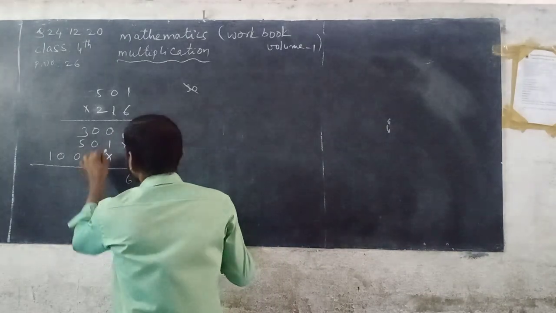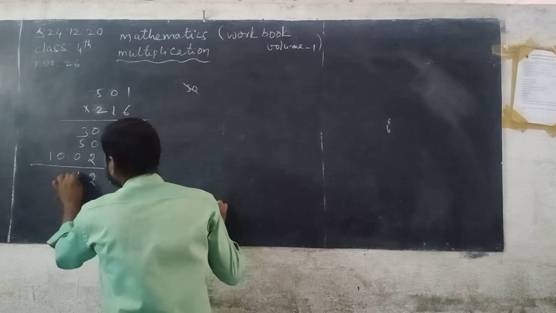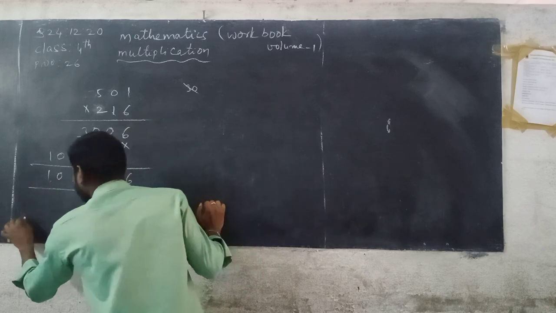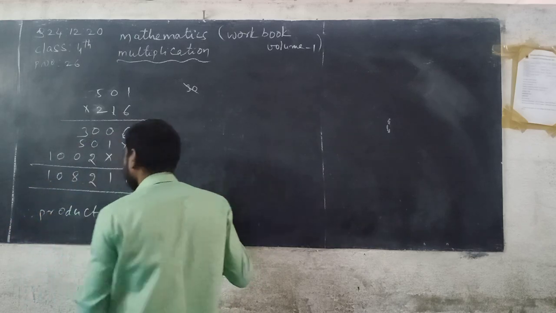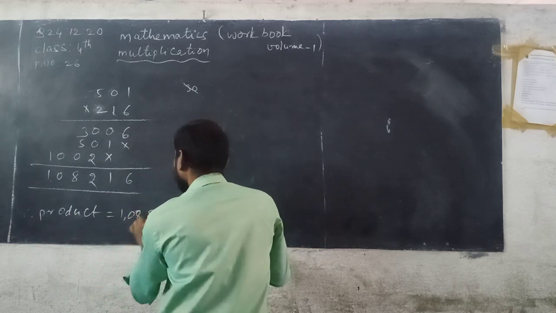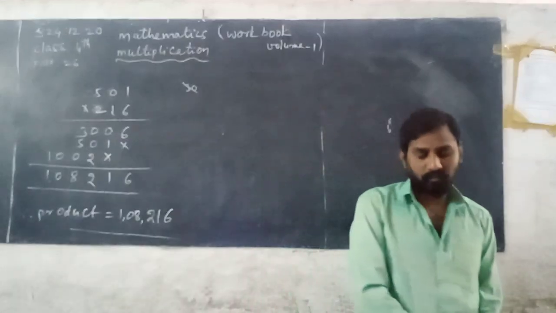Here, 6 1 2 3 plus 5 8 0 1. Therefore the product is 1,08,260.